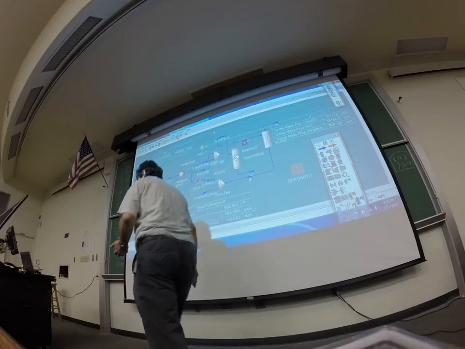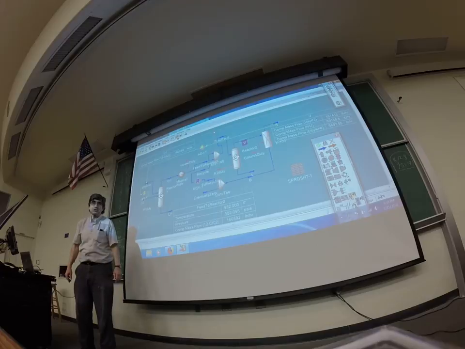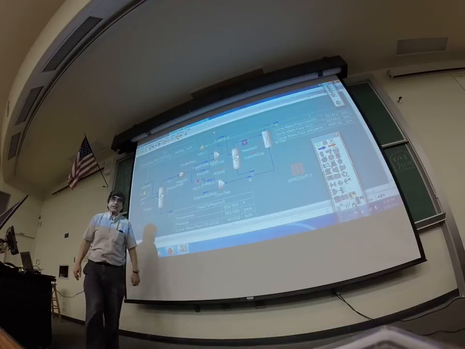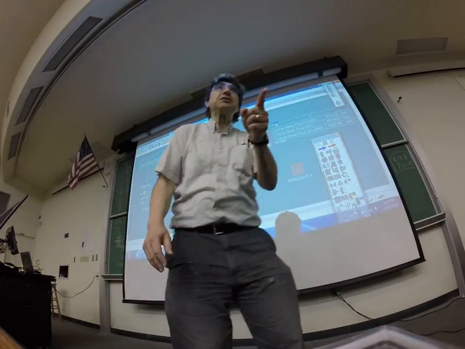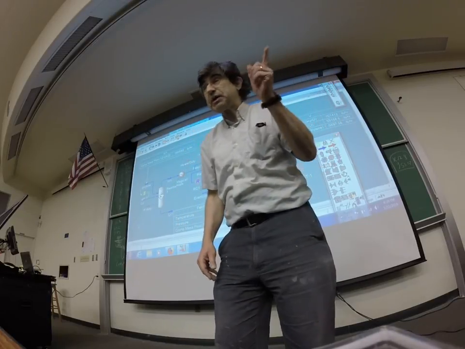So we're going to create a stream that has these two components at these molar flows. And what will I do to find that temperature? I will set vapor fraction now 0. Now it makes a difference.